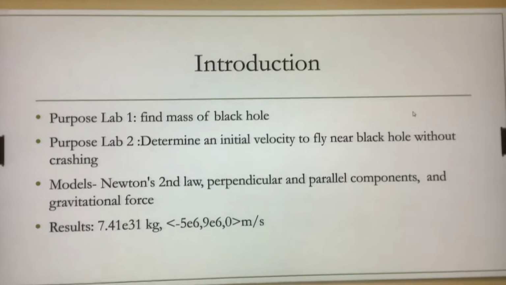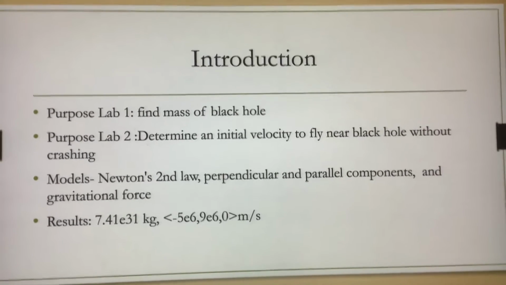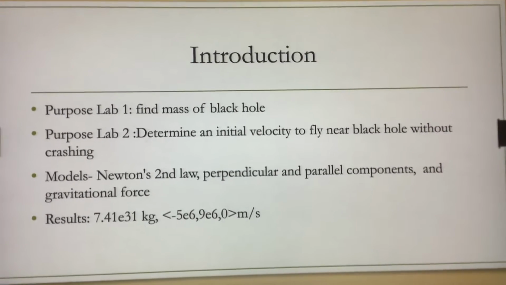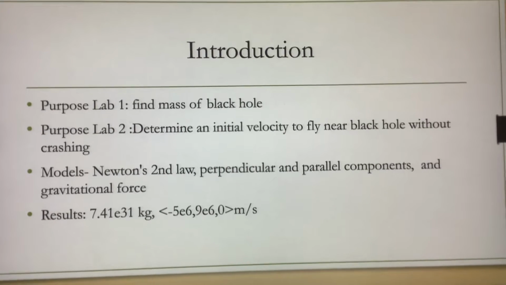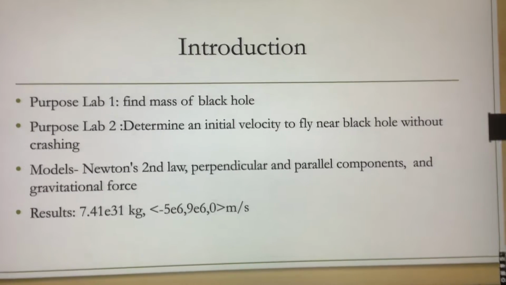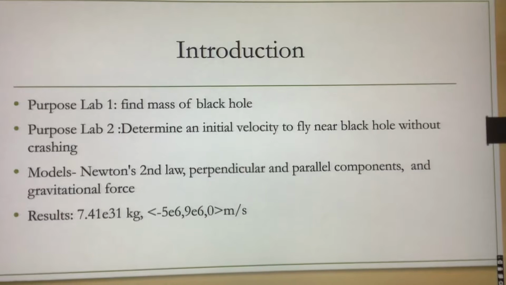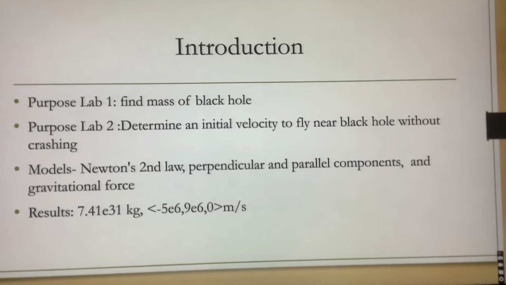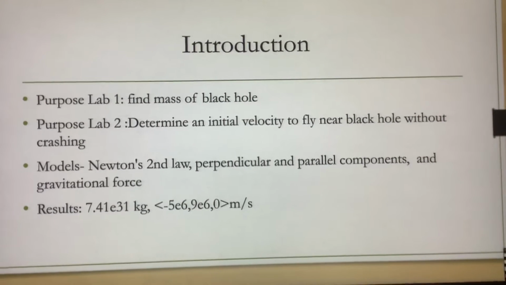So this lab had two parts. The purpose of the first lab was to find the mass of a black hole, and the purpose of the second lab was to determine the initial velocity of a spaceship to fly near the event horizon of a black hole without entering the black hole or crashing into the planet.